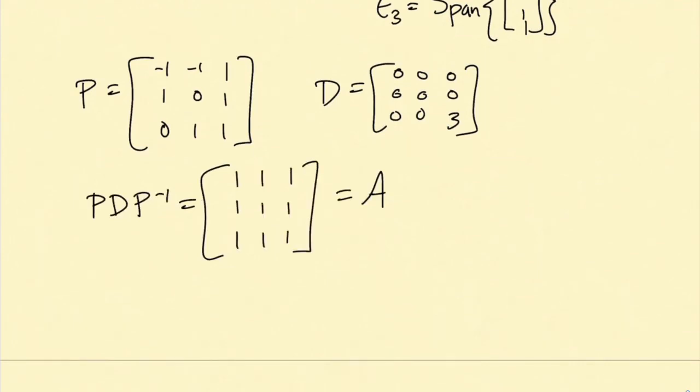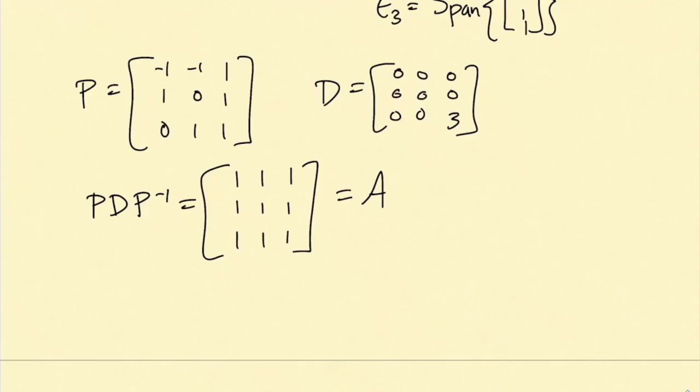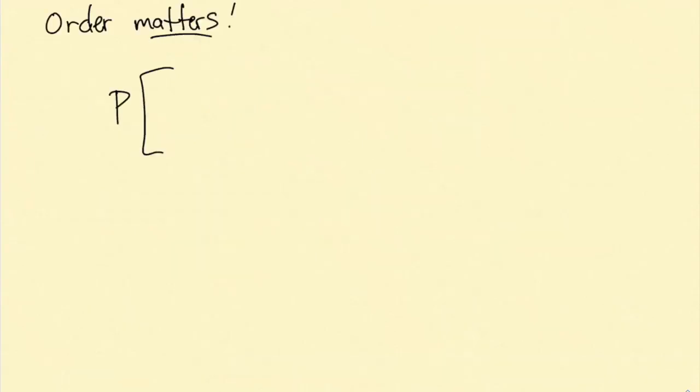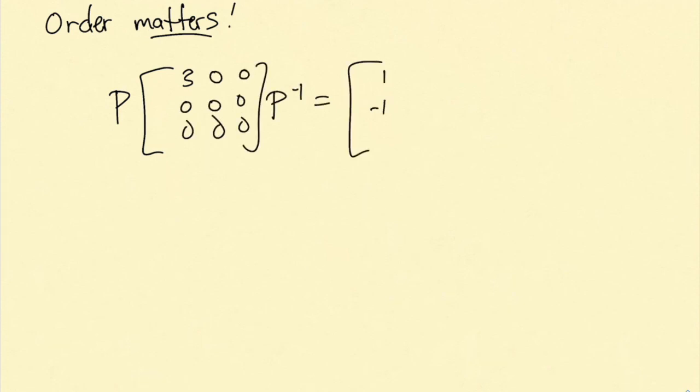Now, as noted in the previous example, the order absolutely matters. If you permute the order in which the eigenvalues appear, then you will get a different matrix that is not A. For example, if you leave P alone, but you rewrite D as the diagonal matrix with 3 in the top left entry and zeros everywhere else, then PDP inverse is the matrix with columns 1, minus 1, 0, minus 2, 2, 0, and 1, minus 1, 0.